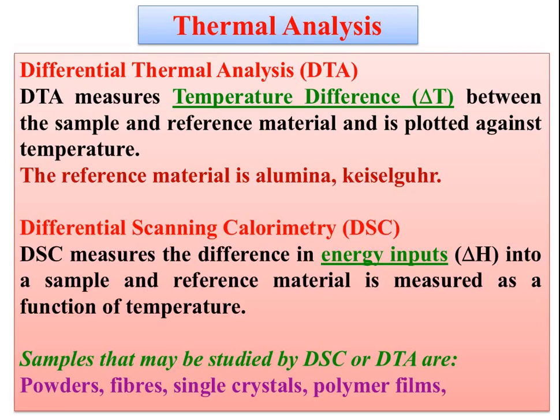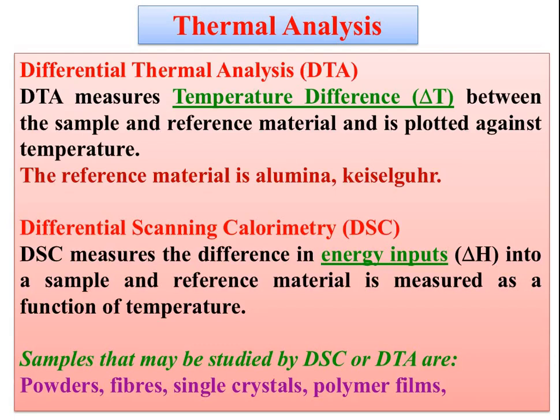The first analytical tool is differential thermal analysis, shortly called DTA. This technology is used to study your crystals. In this DTA study, the temperature difference between the sample and reference material is recorded and plotted against temperature. By utilizing this principle, we can study the various crystal forms as well as amorphous forms. Generally, the reference material used in this study is alumina as well as Kieselguhr.